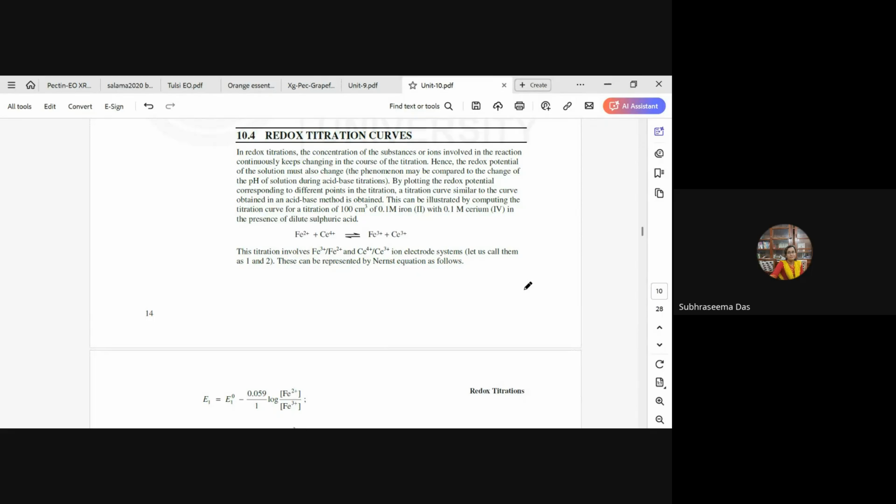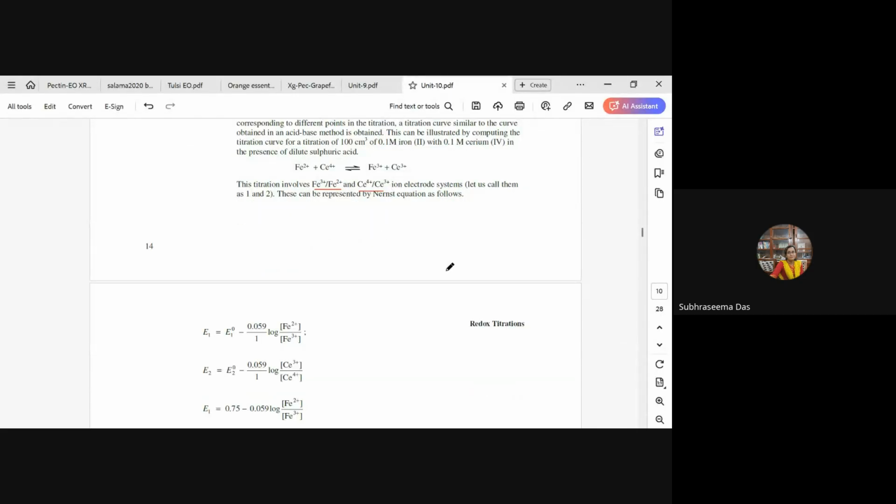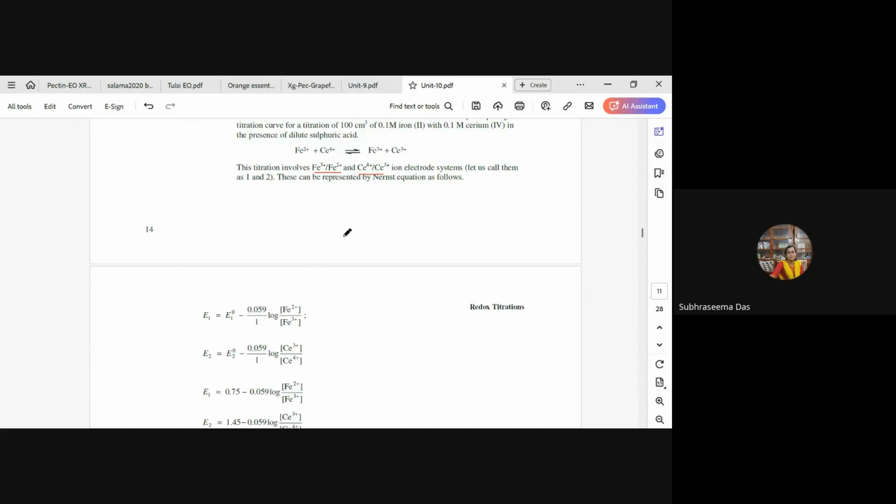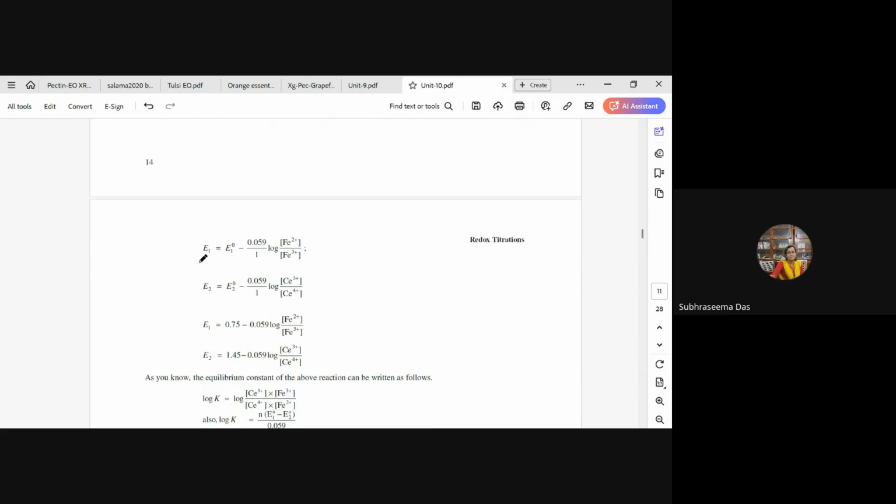So here Fe3+ and cerium 4+ give rise to Fe3+ and Ce3+. So this titration involves Fe3+ to Fe2+ and Ce4+ to Ce3+. Now we will call these 1 and 2. So here the Nernst equation can be written as E1 for one equation, and this is the Nernst equation in terms of Fe, and this is the Nernst equation in terms of Ce.